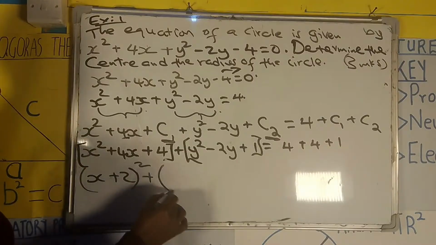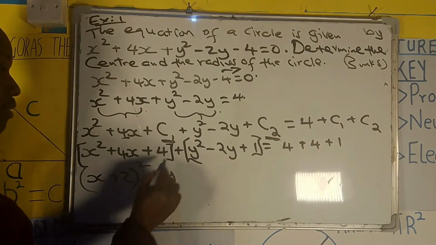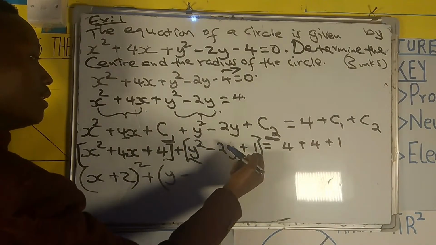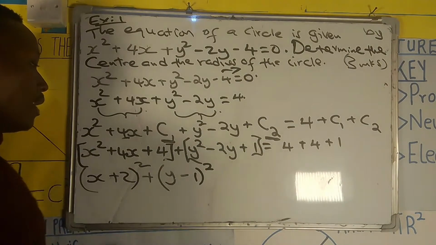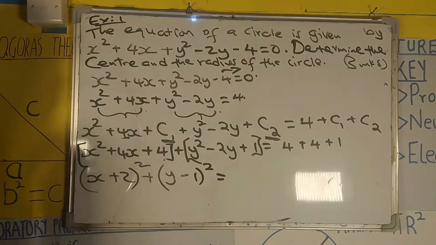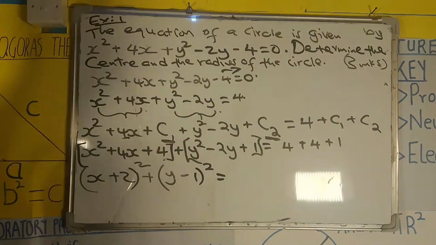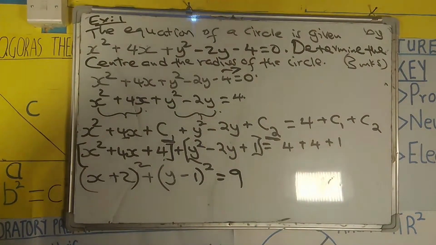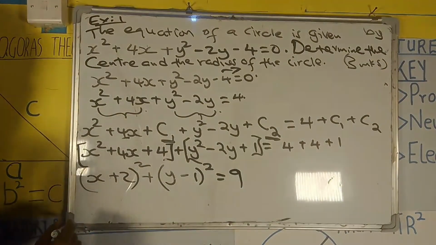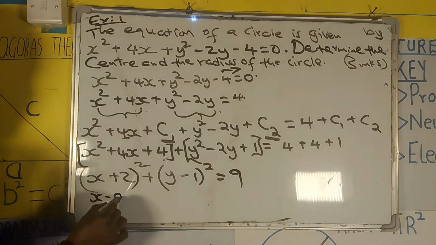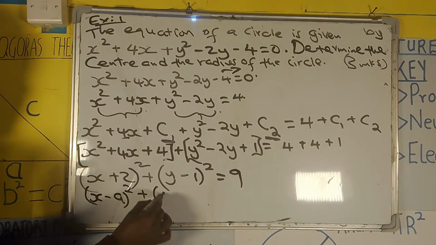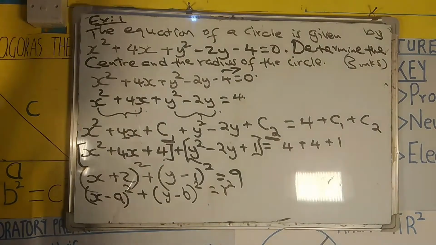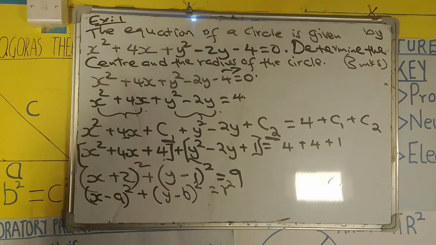Then plus. This one will be y. The square root of y squared is y. Then the sign here is minus. Then this one will be 1 squared is equal to 4 plus 4 plus 1, which is equal to 9. And when we have that, our general formula we said is h minus a squared plus y minus b squared is equal to r squared.